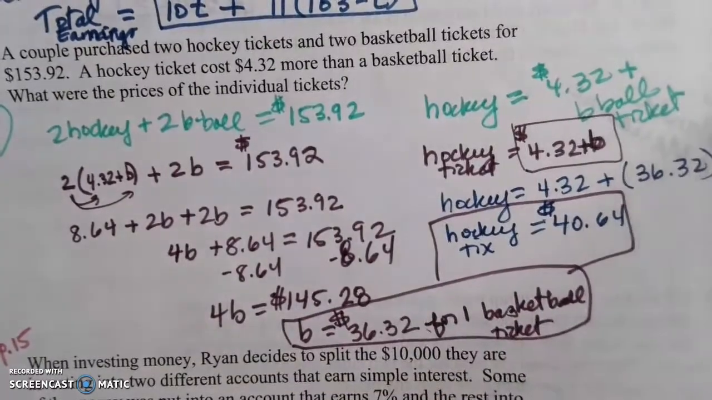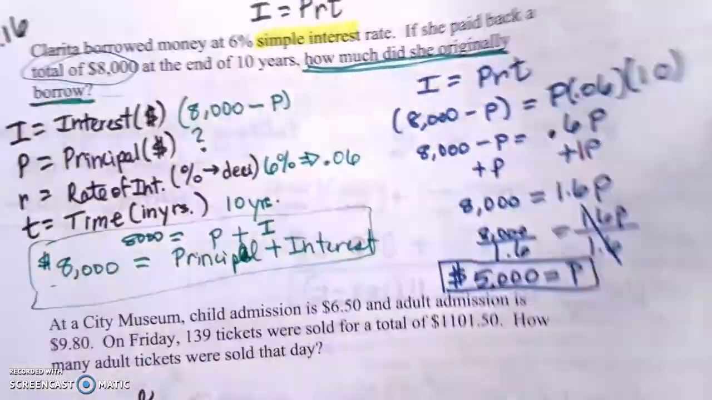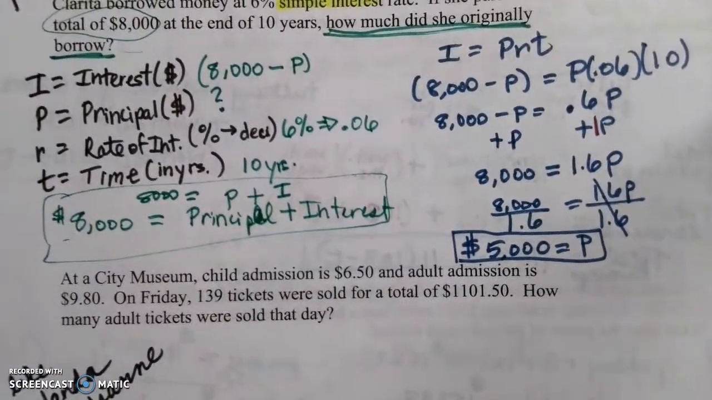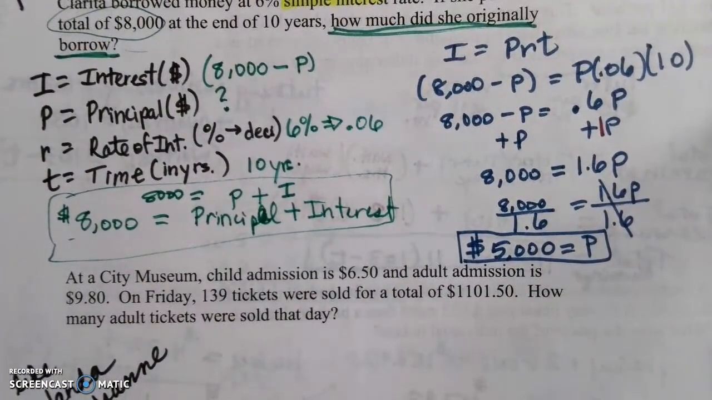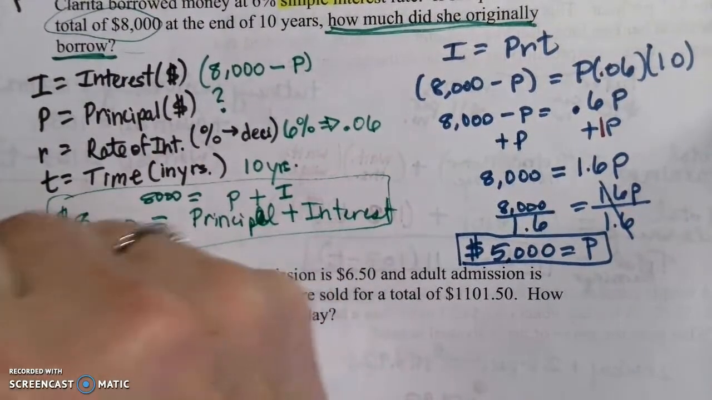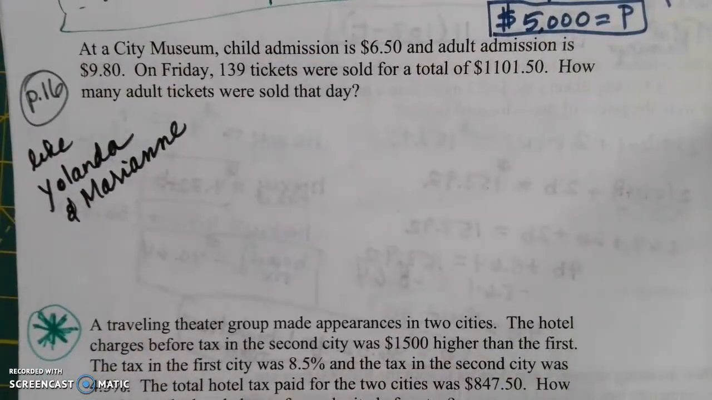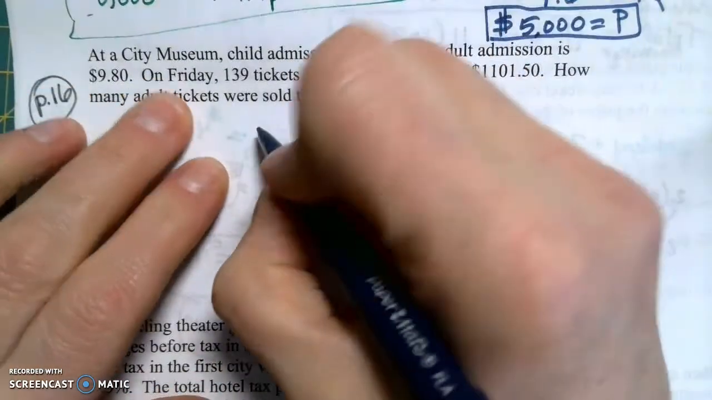All right, last one here is going to be on the next page, so page 16. So I do have a little note here that this is like Yolanda and Marianne. So there's a couple problems earlier that had Yolanda and Marianne in them, and this problem here on page 16 about the City Museum is going to be solved in the same sort of way.